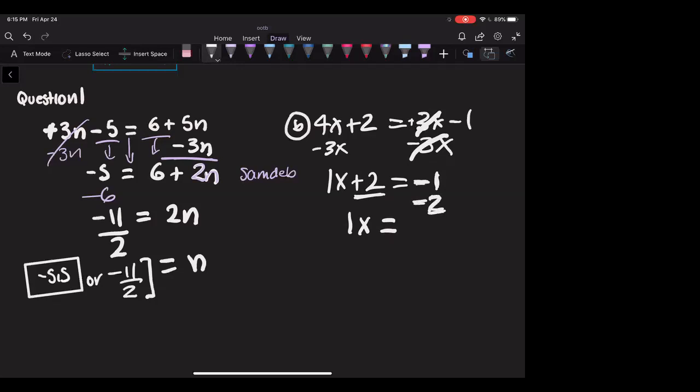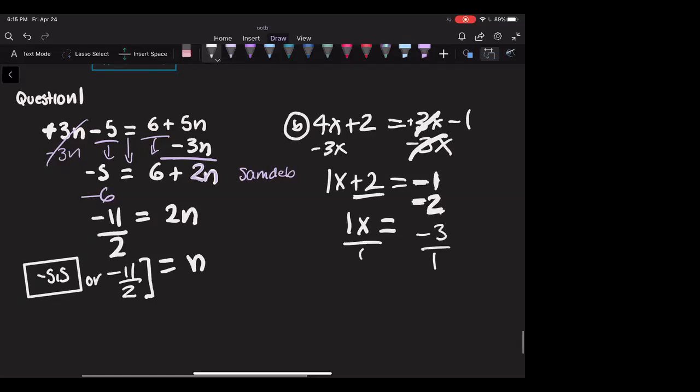Wait. What's -1 minus 2? -1 minus 2? Yes. Oh, -3. Okay, I thought it was only 1. No, -3. Positive or negative? Negative. Yeah, -3. And then -3 divided by 1 equals -3. X is equal to -3. Yeah. And that's our answer.